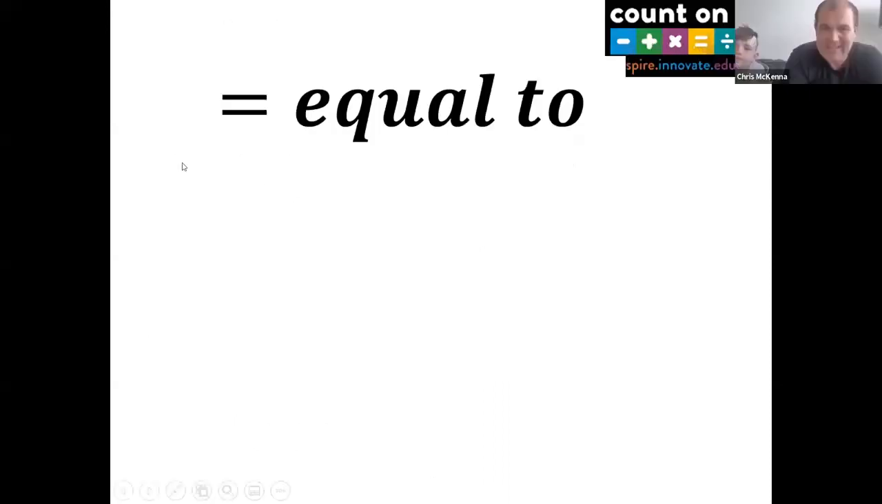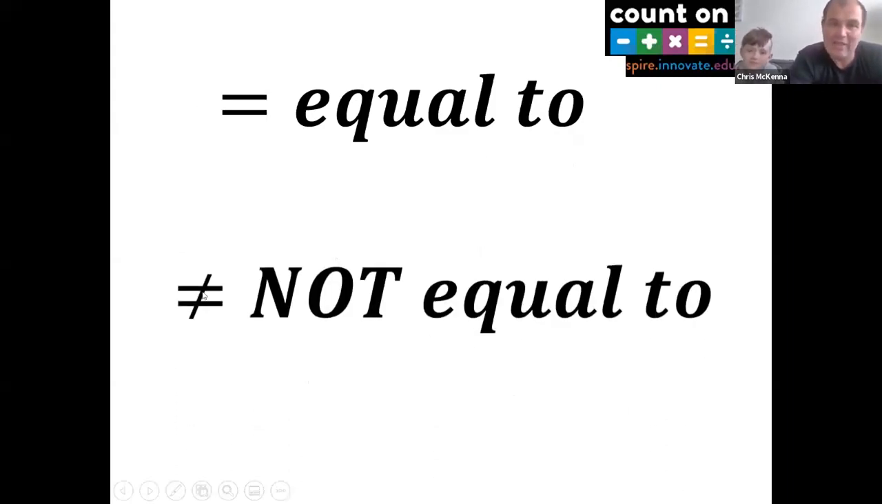So this sign here, that's the equal sign, and it just means equal to. Nice and easy, isn't it, Austin? It's nothing new. And this sign here, the equal sign with a line through it, just means it's not equal to something. So nice and simple.